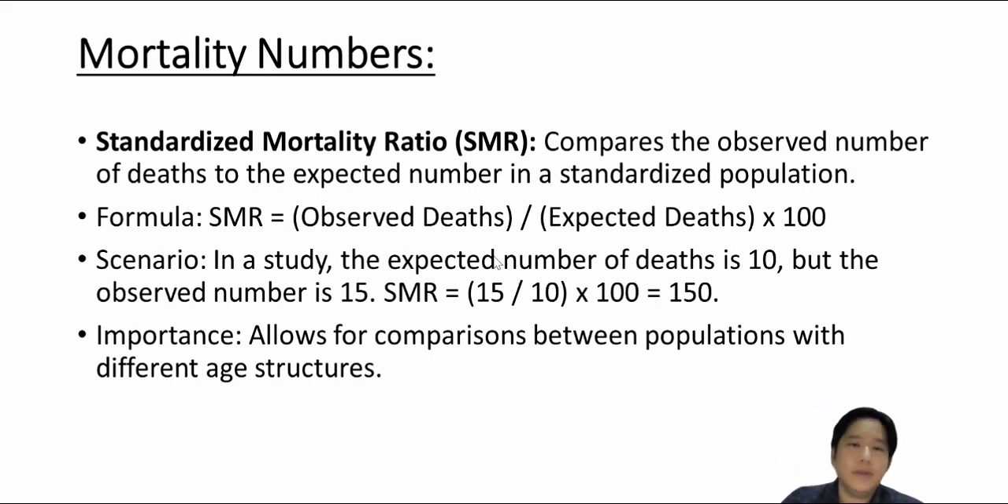The scenario, we can input the number to the formula and we find the SMR is 150. What's the importance? It allows for comparisons between populations with different age structures. Yeah. So, like say, for comparison, untuk perbandingan dalam populasi itu dengan beberapa struktur usia yang berbeda, kelompok usia yang berbeda-beda, seperti itu ya.